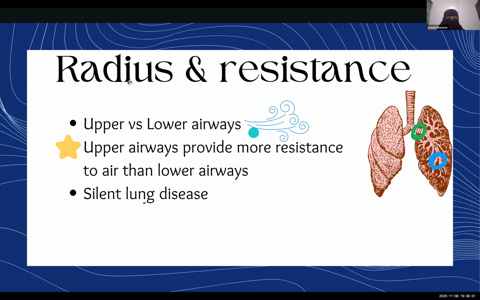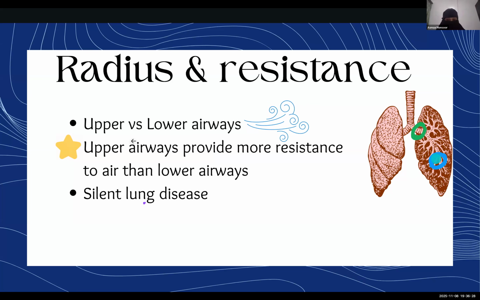So it's very important for us to know one important thing: the upper airways, which is the bronchi and the first few branches, provide more resistance than the lower ones. Why? Because we said the total net diameter of the small bronchi or bronchioles is more than the net diameter we have for the main bronchi. Got it? I'll explain this in this diagram.